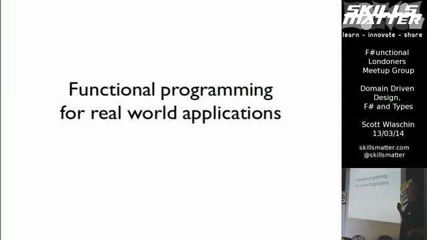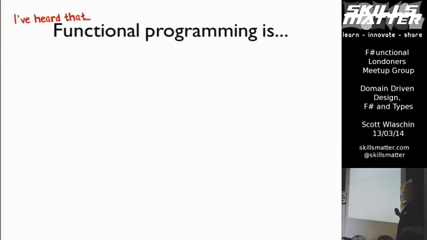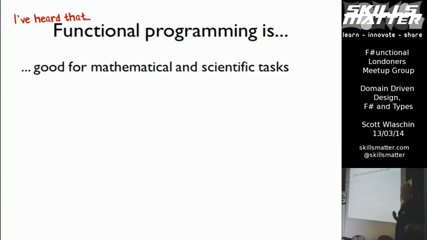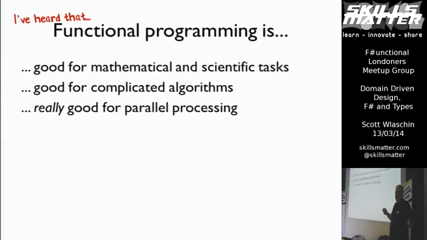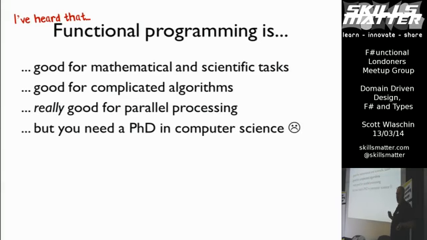So, functional programming for real-world applications. A lot of people have heard that functional programming is really good for mathematical, scientific tasks, really good for complicated algorithms, good for parallel processing, but you need a PhD in computer science to understand it. Well, the first three things are actually true. It is really good for all those things. And it's so not true that you need a PhD.